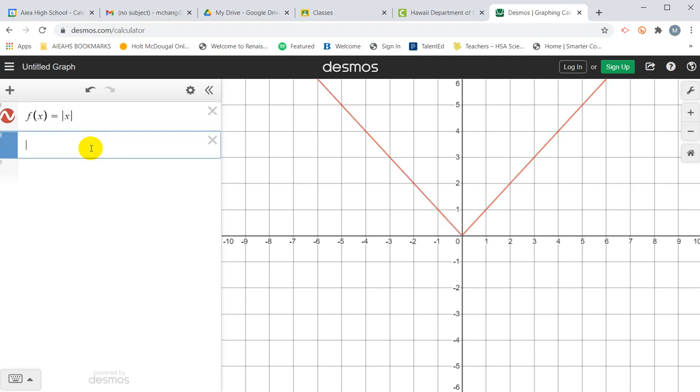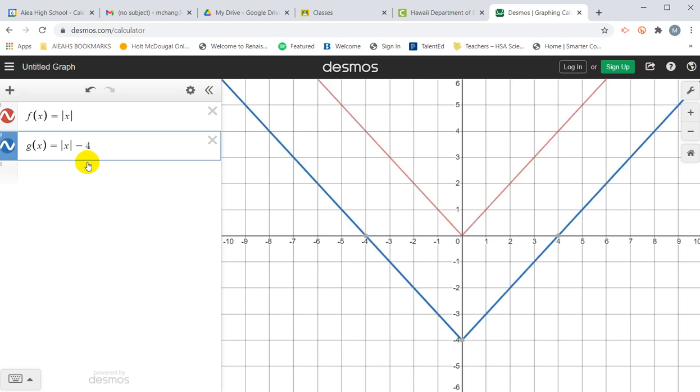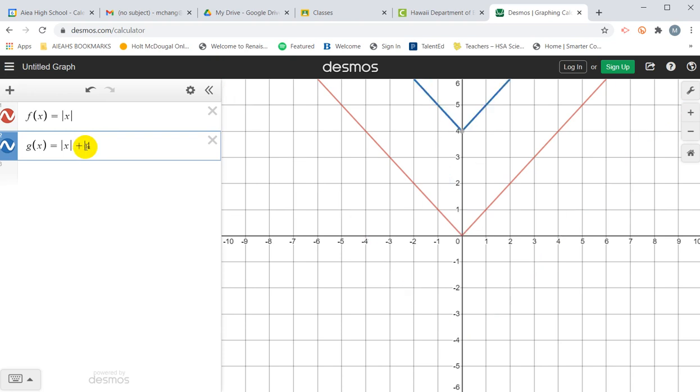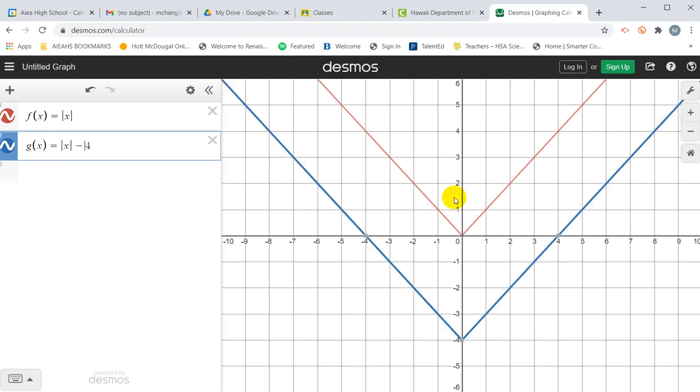Okay, so for example, let's create another function. So g of x equals, let's say I do absolute value of x here, but then let's say I manipulate the outside of the absolute value. Let's say I were to subtract 4. Okay, as you can see, if I subtract 4 here, basically what's going to happen is this shifts 4 units down. Okay, if I put a plus here, it's going to be a vertical shift up. That would be 4 units up. But let's say we go 4 units down.